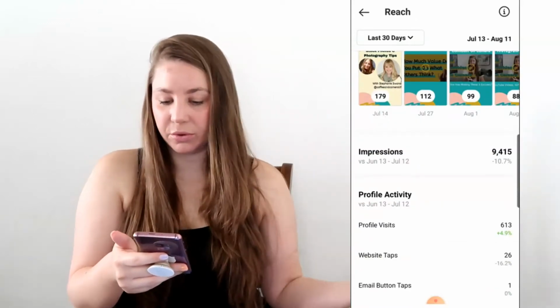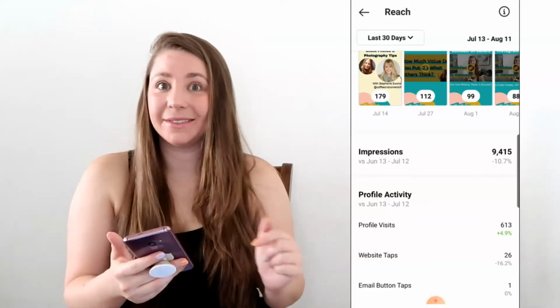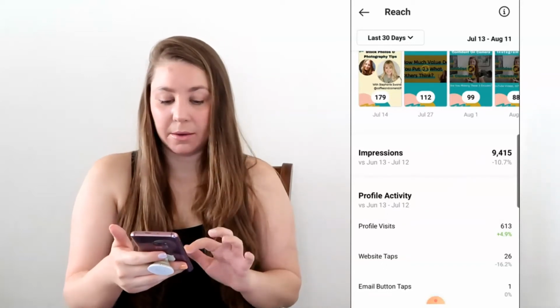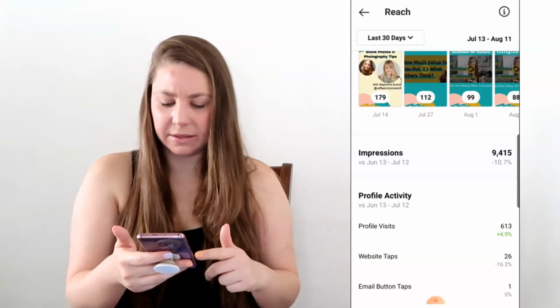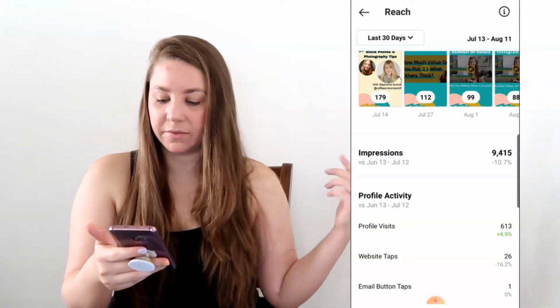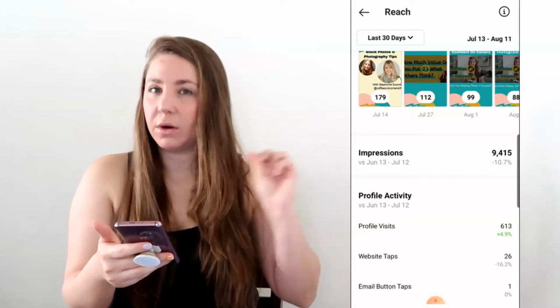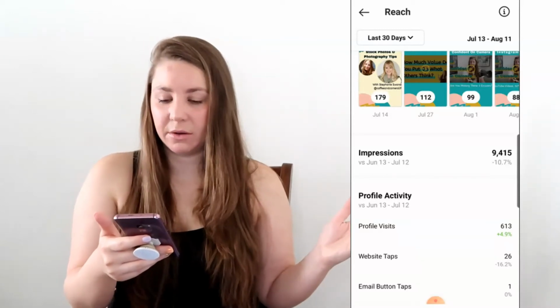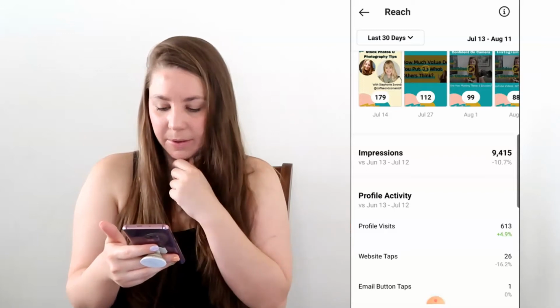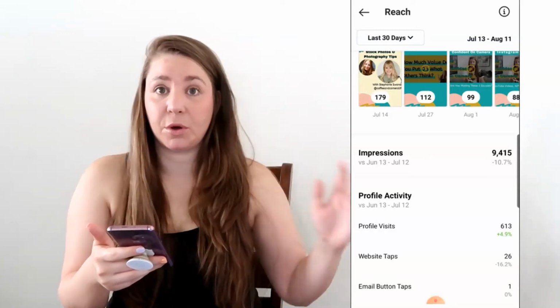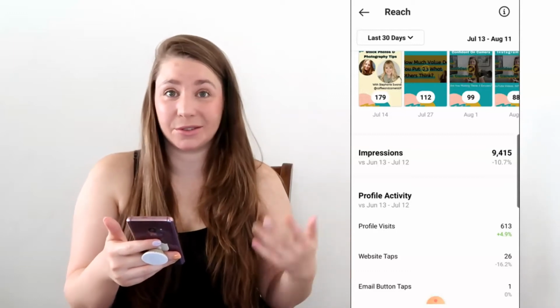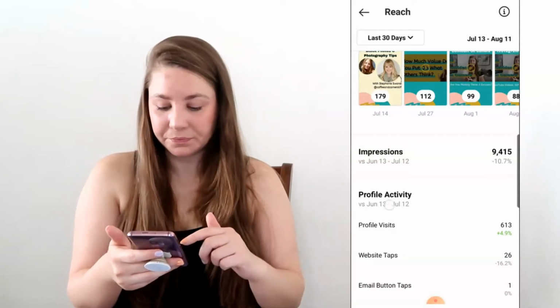And then we get into impressions, down negative 10.7%. And then you can see the profile activity, so profile visits, at 4.9%. That's interesting. I'm very curious as to what precipitated that, since everything else is down. I'll have to really think about that, and I don't really know what it would be, other than certain posts, maybe sporadically they liked it or someone shared it or something.